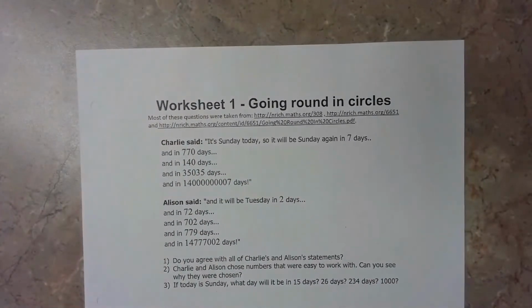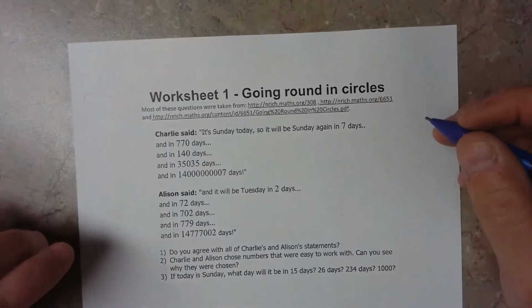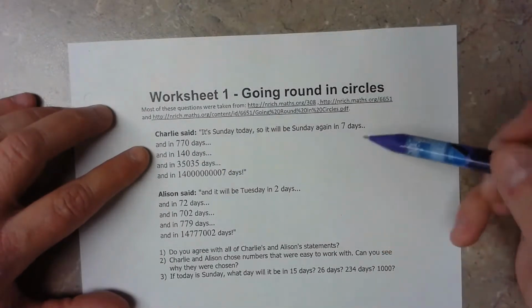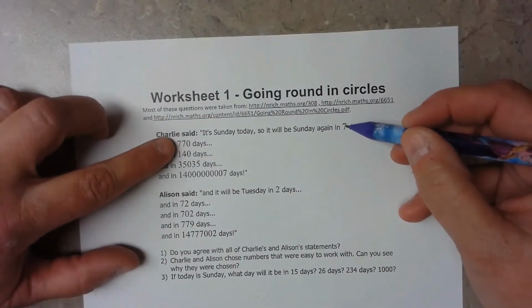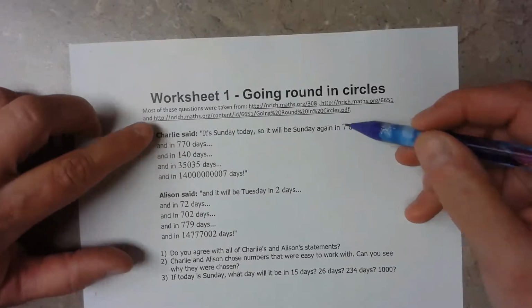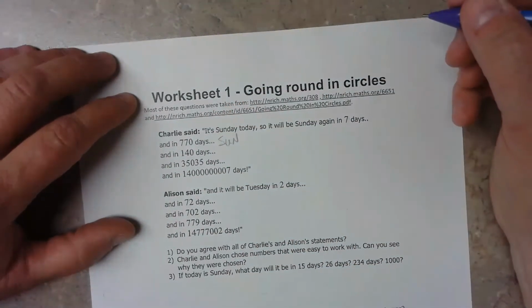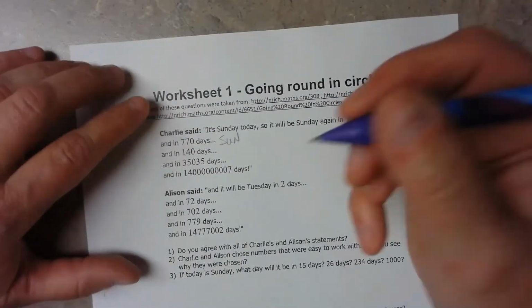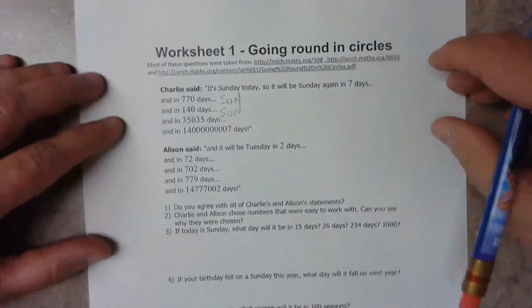Charlie said, "It's Sunday today, and it'll be Sunday in 7 days." Charlie's very bright, isn't he? So what's it going to be in 770 days? Well, hopefully you notice that 770 divided by 7 is going to be an even number. So guess what? In 770 days, it's going to be Sunday again. And in 140 days, yep, still divisible by 7, it's going to be Sunday again, and so on.